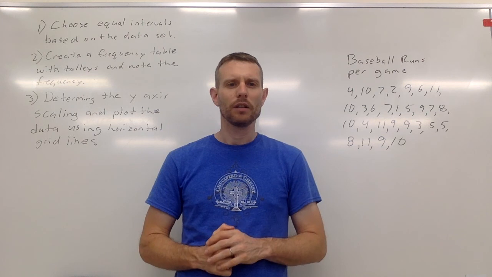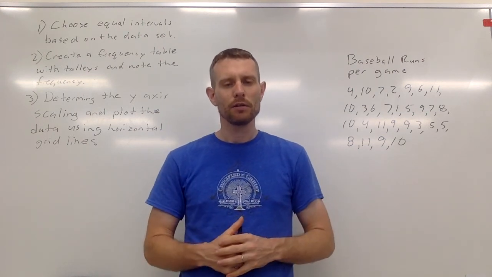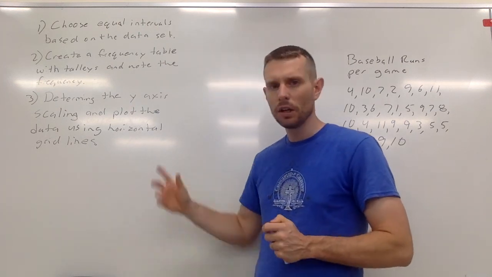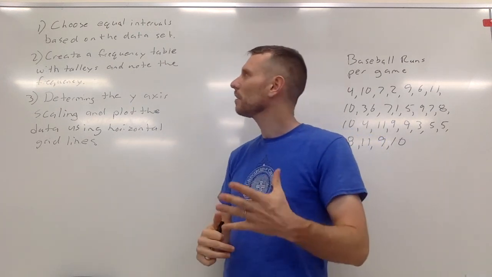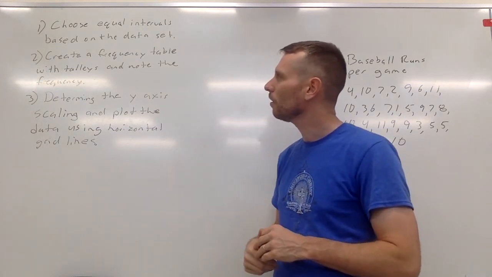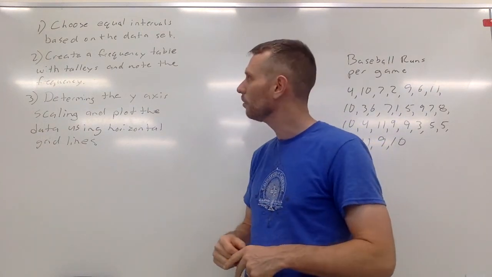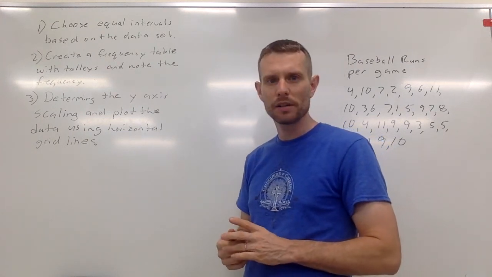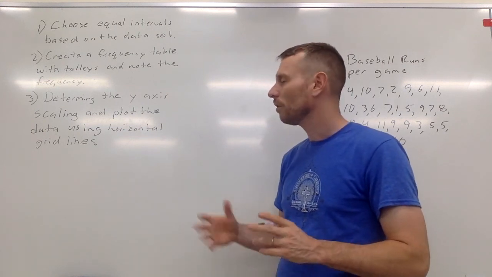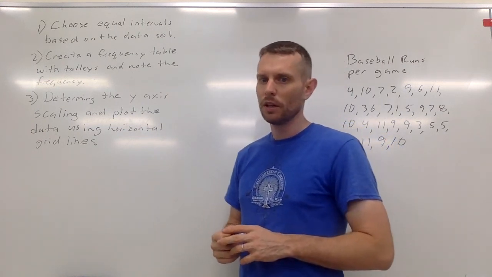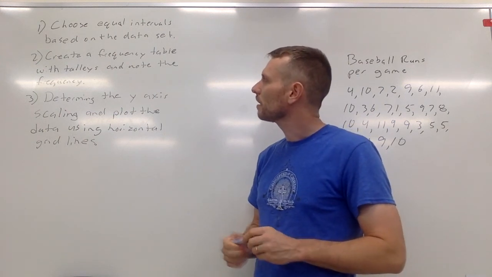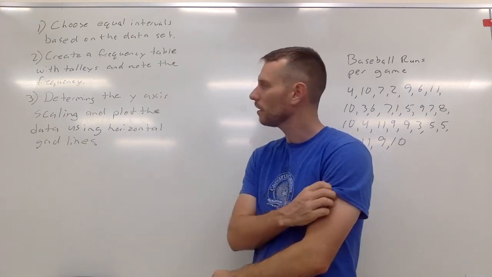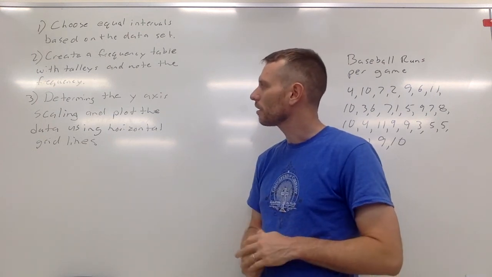So anyway, when you're grouping data in intervals and you want to display that data, you can use a frequency table and histogram. So we combine the steps for the frequency table and the histogram all into 3 steps in order to do both. First you'll want to choose equal intervals based on the data set. All of these steps are very important that you do them correctly. The next step is to create a frequency table with tallies and note the frequency. That's going to tell you what you're going to put on your actual histogram.